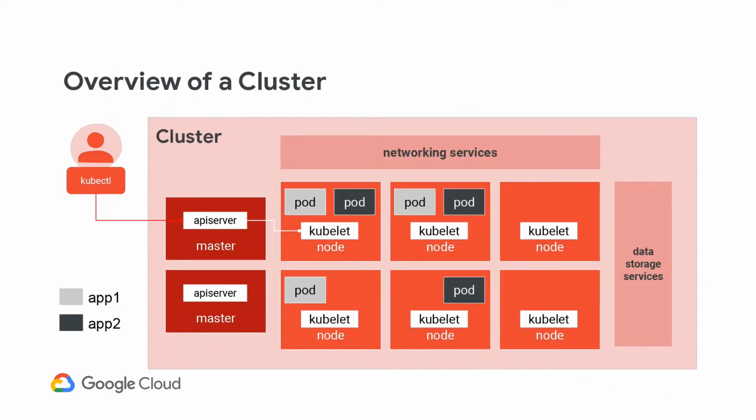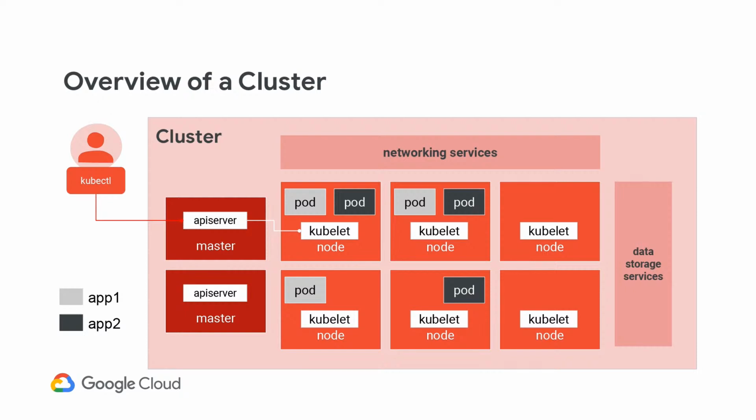So let's review. Here's a complete overview of a cluster with its key components. You have master servers as a set and worker nodes. The masters provide the control plane for the cluster. The worker nodes run pods with containers in them. Cluster administrators configure the cluster by sending requests to API servers on the masters using a command line tool, remember that one, called kubectl. Kubectl can be installed and run literally anywhere.